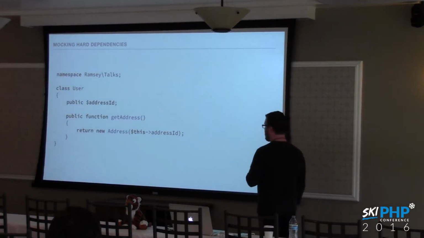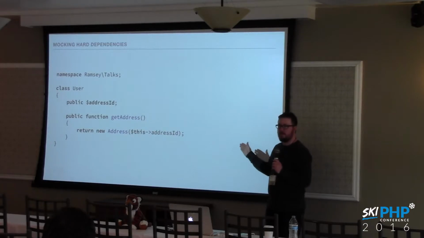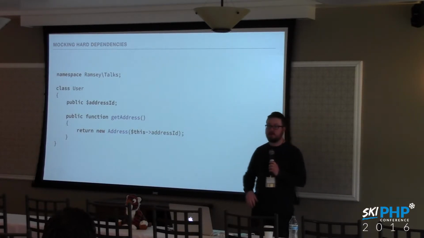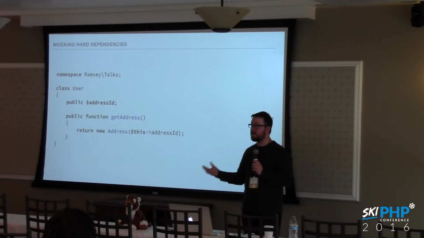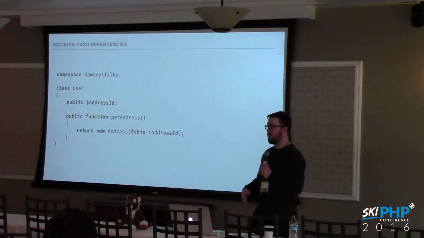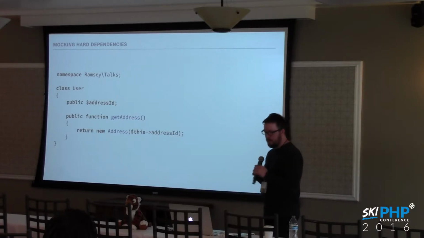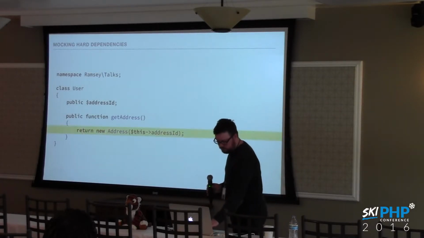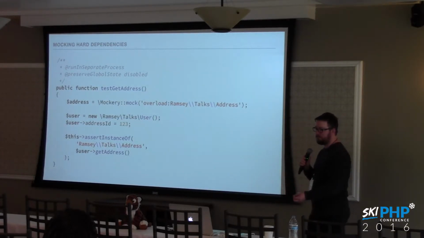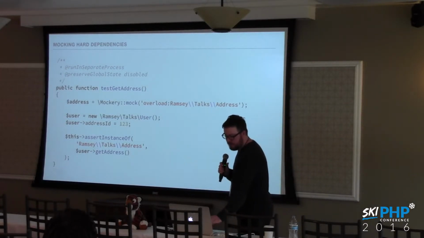What do I mean by hard dependencies? Well, it's almost the same as that static method. But in this case, we're using the new keyword to create an instance of Address. Again, Address is a class that we just can't replace at this point. It's got to load it from somewhere, and the autoloader will often just say, oh, you've got an Address class, so I'm going to load that one.